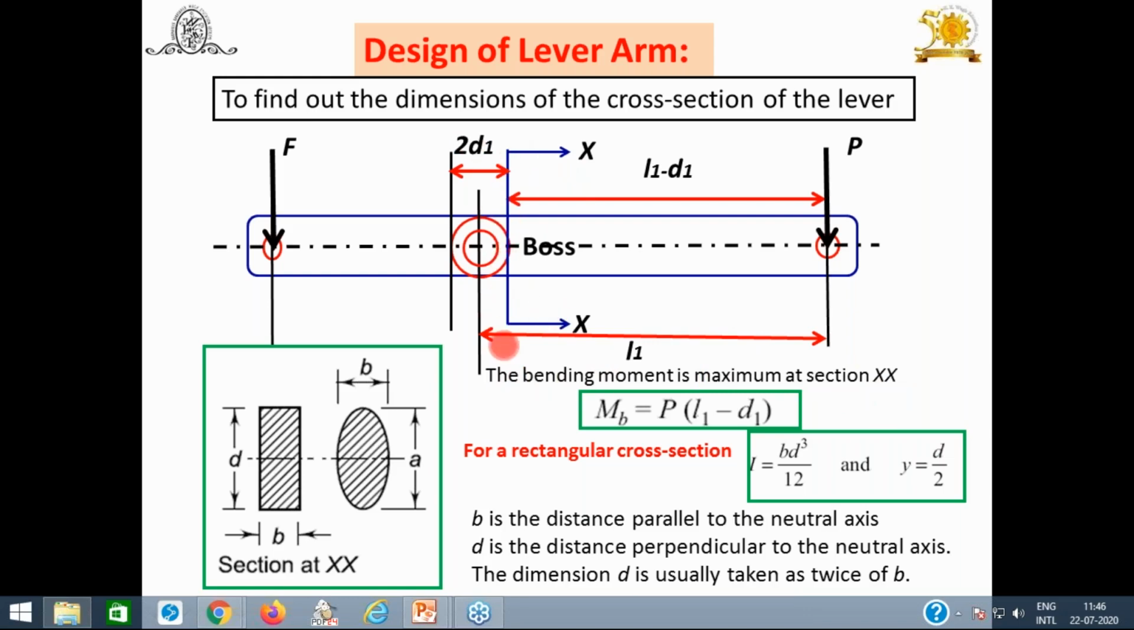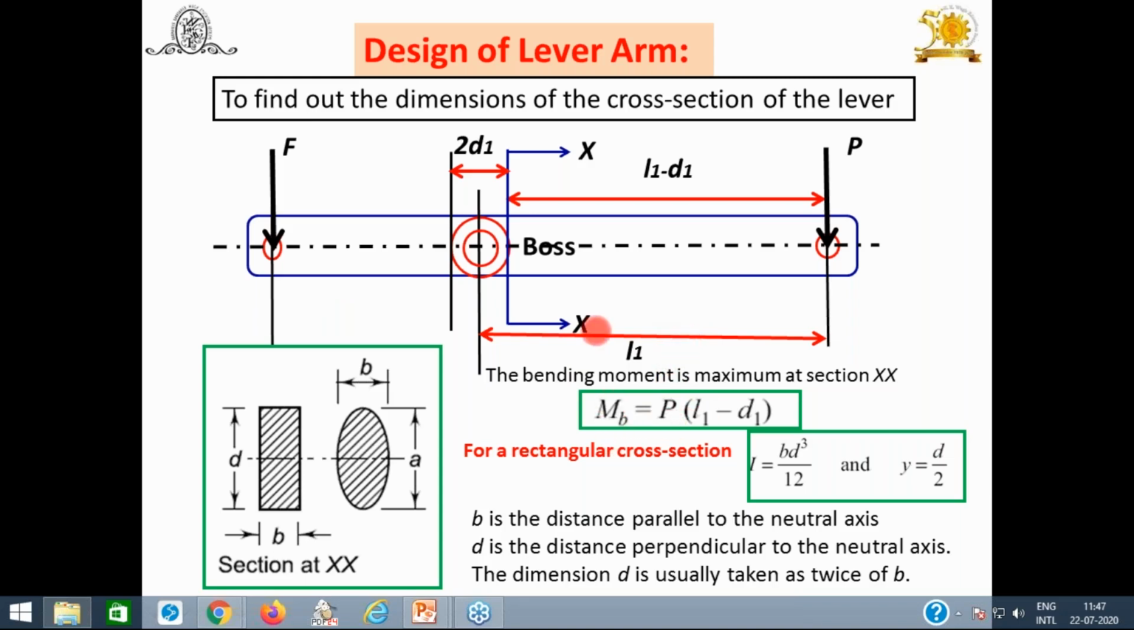And after taking the section here, how much is the distance from this effort P? That half part is D1. So you can substitute L1 minus D1, and you will get L1 minus D1 as the distance. So we are going to find the bending moment at this section XX. MB is equal to P into bracket L1 minus D1. Why have we not considered this side? Because L1 is greater than L2 in this case. On this side, it's not L1, it's L2, and always you will find that to have more mechanical advantage, L1 is greater than L2.